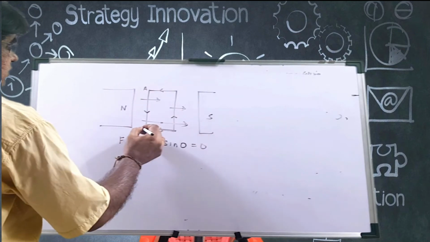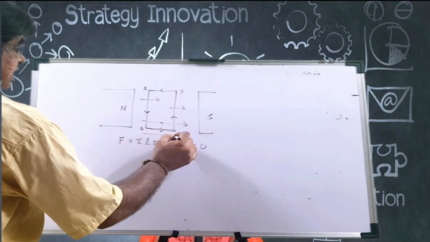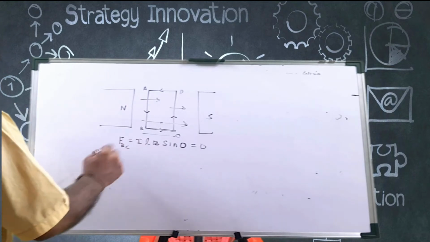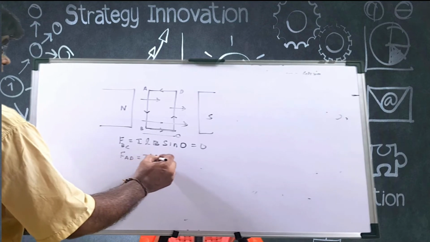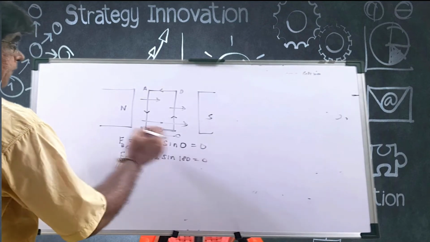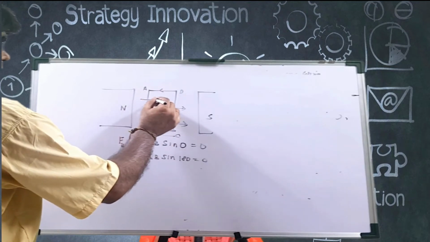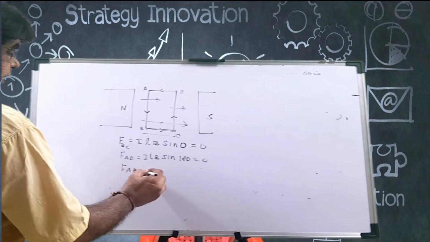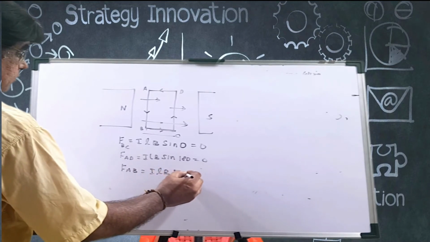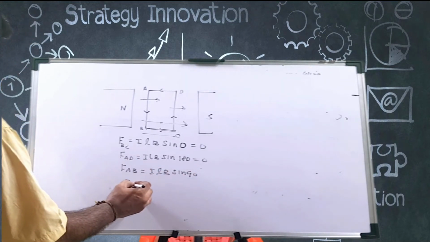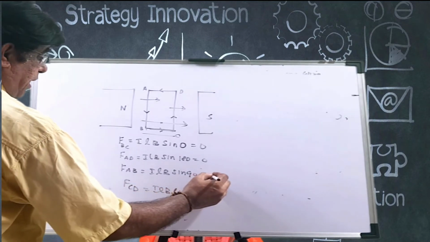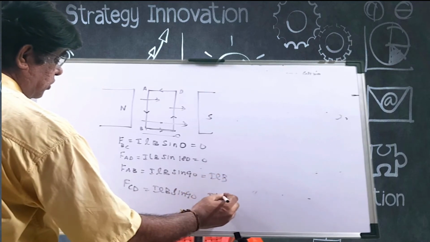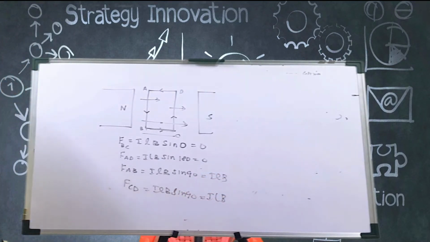Let's name it ABCD. So the force on BC will be 0. Similarly, AD will also be 0 because it's at 180 degrees with the magnetic field. AB is at 90, and CD will also be at 90. So I get maximum force in these two conditions. So no force on top and below, and there's a force acting on these two.